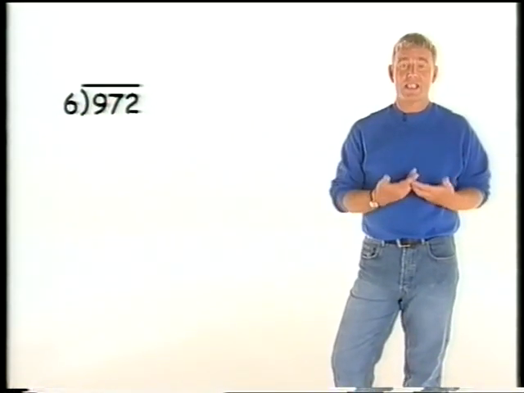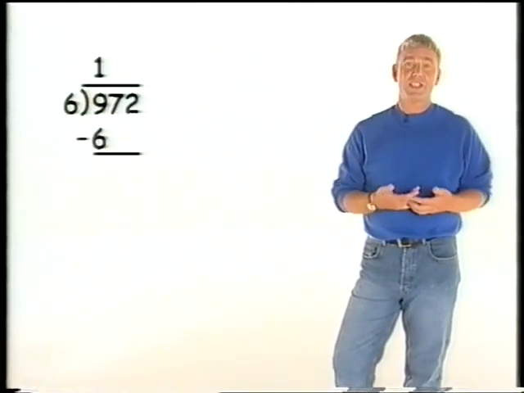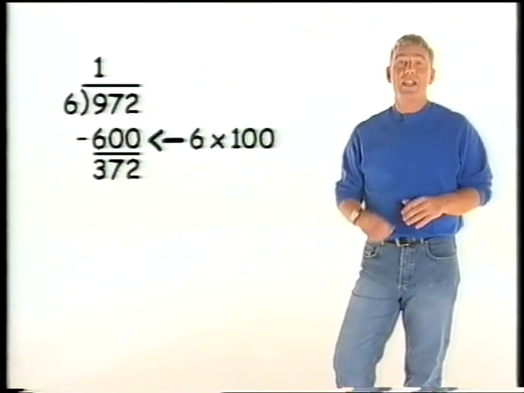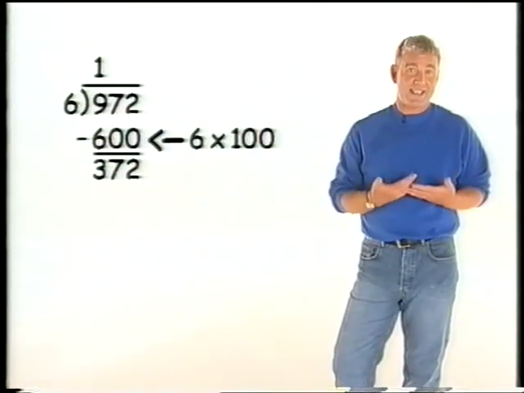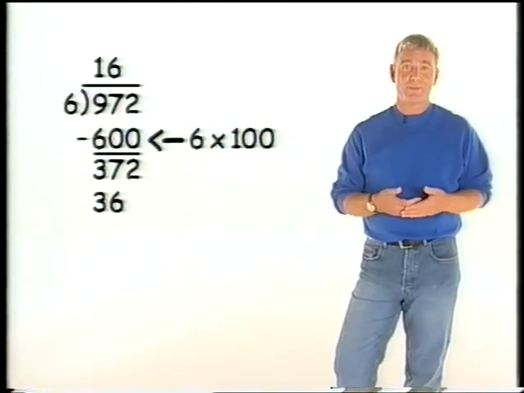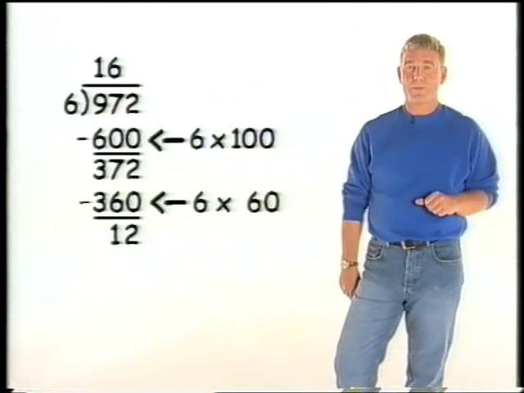Let's try something a bit easier. 972 divided by 6. We'll go through it carefully, step at a time. The nearest number of times that 6 will go into 9 is 1. 1 times 6 is 6. 6 from 9 is 3, bring down the 7. The nearest number of 6s into 37 is 6. 6 times 6 is 36. 36 from 37 is 1, bring down the 2.